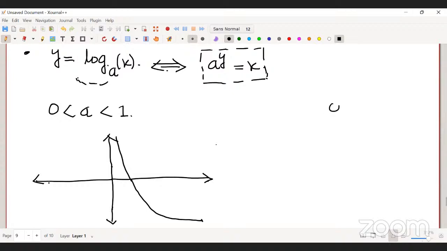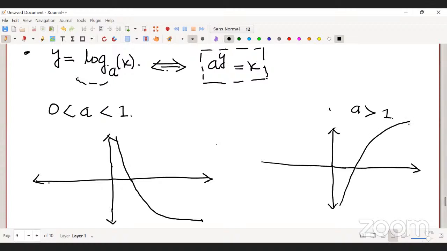And similarly, if a is greater than 1, reflection about the x-axis. So then you will get this graph. Basically it's an increasing graph. So this is an increasing function, whereas this is decreasing.